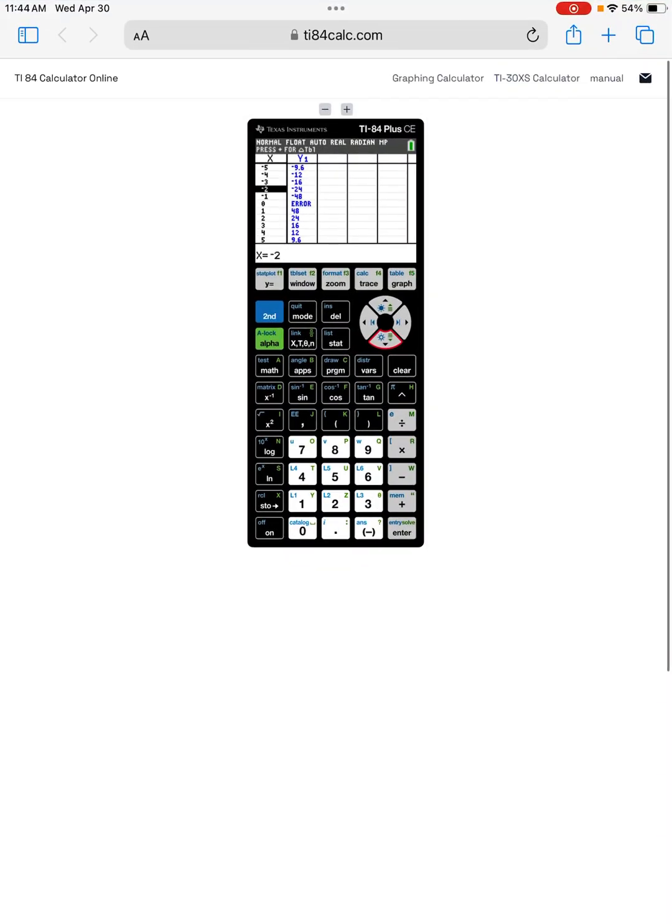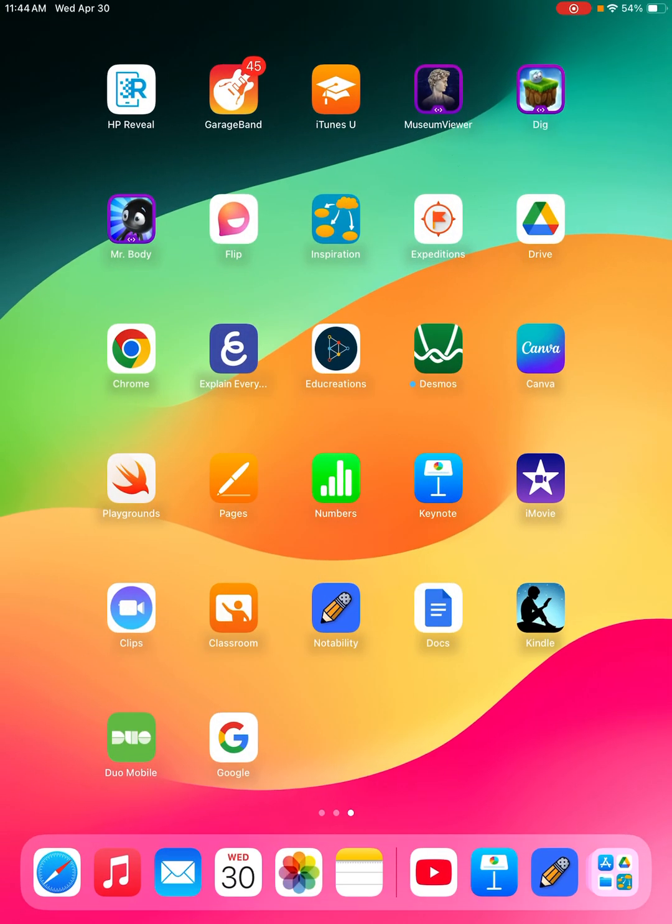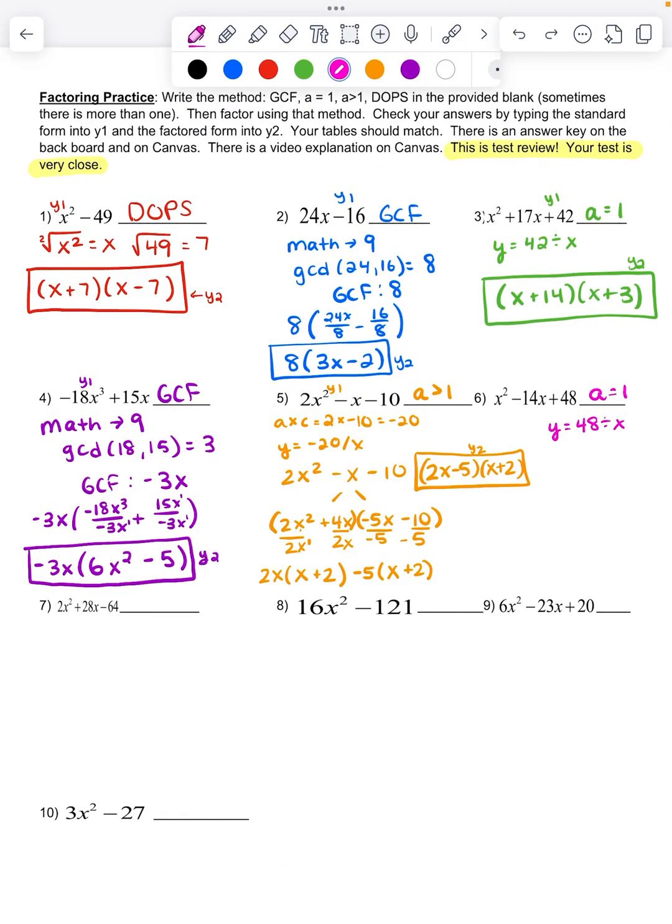Negative 14. Let's see. 6 and negative 8 add to negative 14. So they're both negative, so I'll just put x minus 6, x minus 8, and with the a equals 1 method, that's the only thing you have to do. You could check this with y1 and y2. See if your tables match.